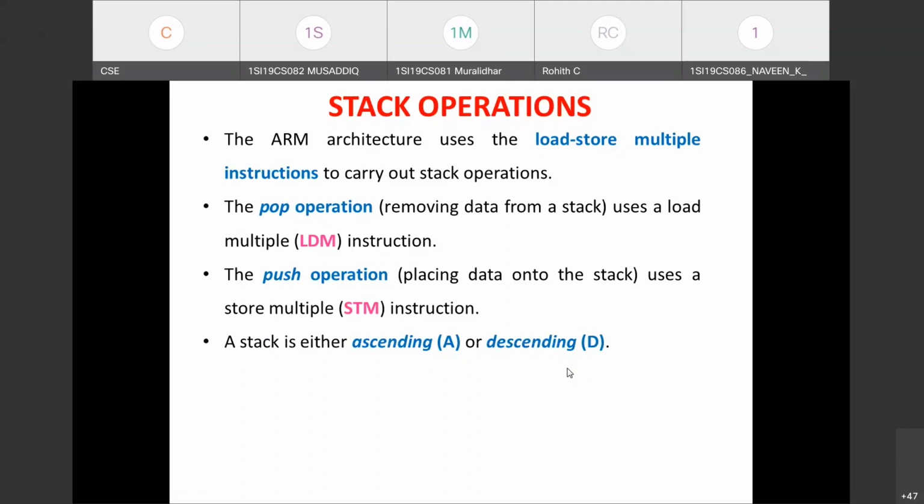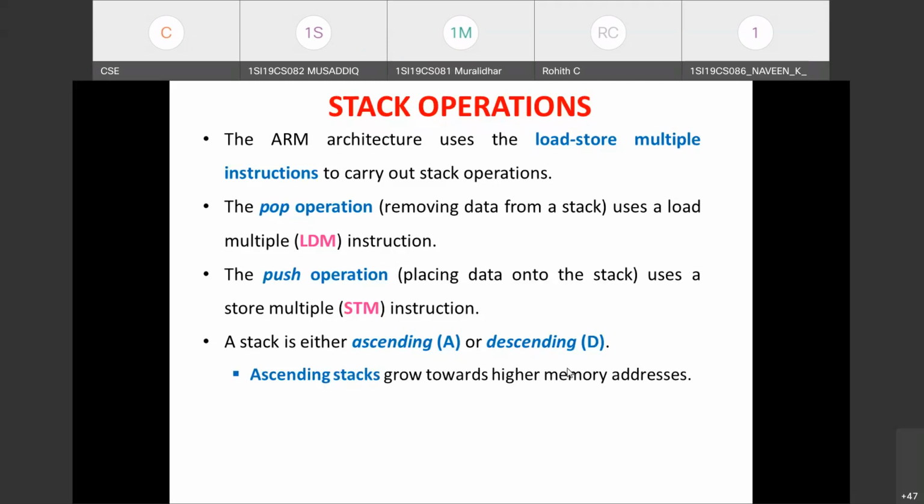So ascending stack means the stack grows in the order of increasing memory address. The stack will be growing from lower address to higher address. If it is so, then such a stack is called an ascending stack. Ascending stack grows towards higher memory address. So from lower address to higher address, the stack grows. That is called an ascending stack.